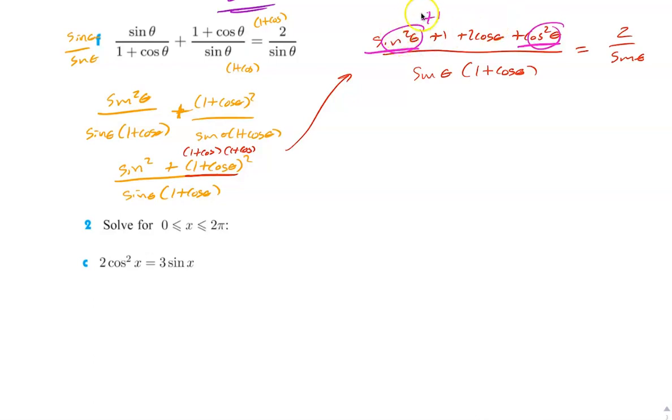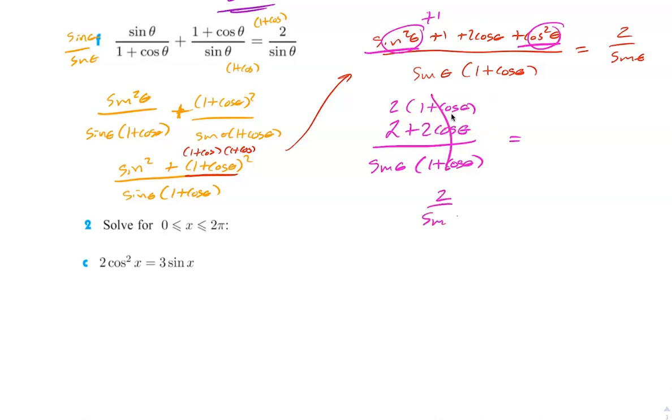So on top I have 1 plus 1 plus 2 cosine theta, or 2 plus 2 cosine theta on top, since sine squared plus cosine squared equaled 1, and 1 plus 1 was 2. And on the bottom I have sine theta times 1 plus cosine theta. It's closer, it looks a little bit more like that one. I've got to get rid of this 1 plus cosine. But look up here, they share a 2. Factor out that 2. Now that's a 1 plus cosine also. These would cancel out and I'm left with just 2 over sine theta, which matches what it's supposed to.